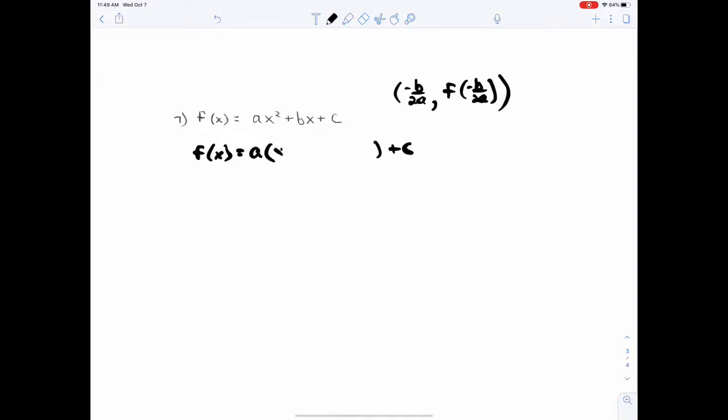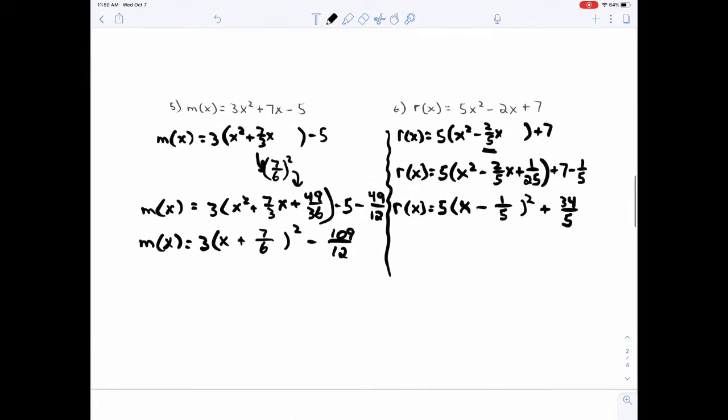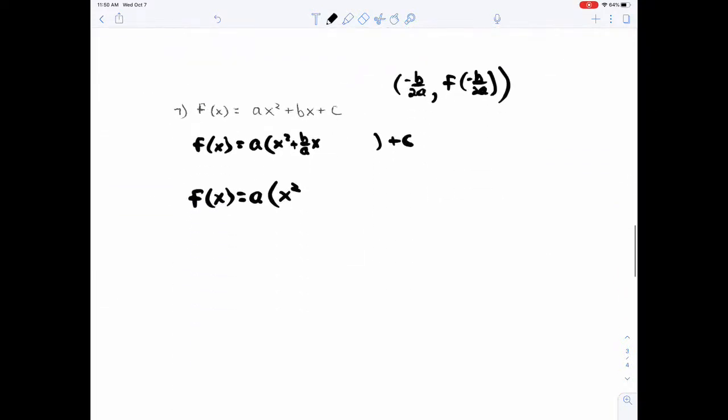Okay, so this would be x squared plus b over a x. We're going to take that middle term, cut it in half, and square it. So remember, the middle term, you're just taking the b over a. You're not taking b over a x. Like up here, on number 5, I took 7/3, cut it in half, and squared it. I didn't take 7/3 x, just the 7/3. So I'm going to take the coefficient of the x, b over a, cut it in half, in other words, put a 2 in the bottom, and square it.